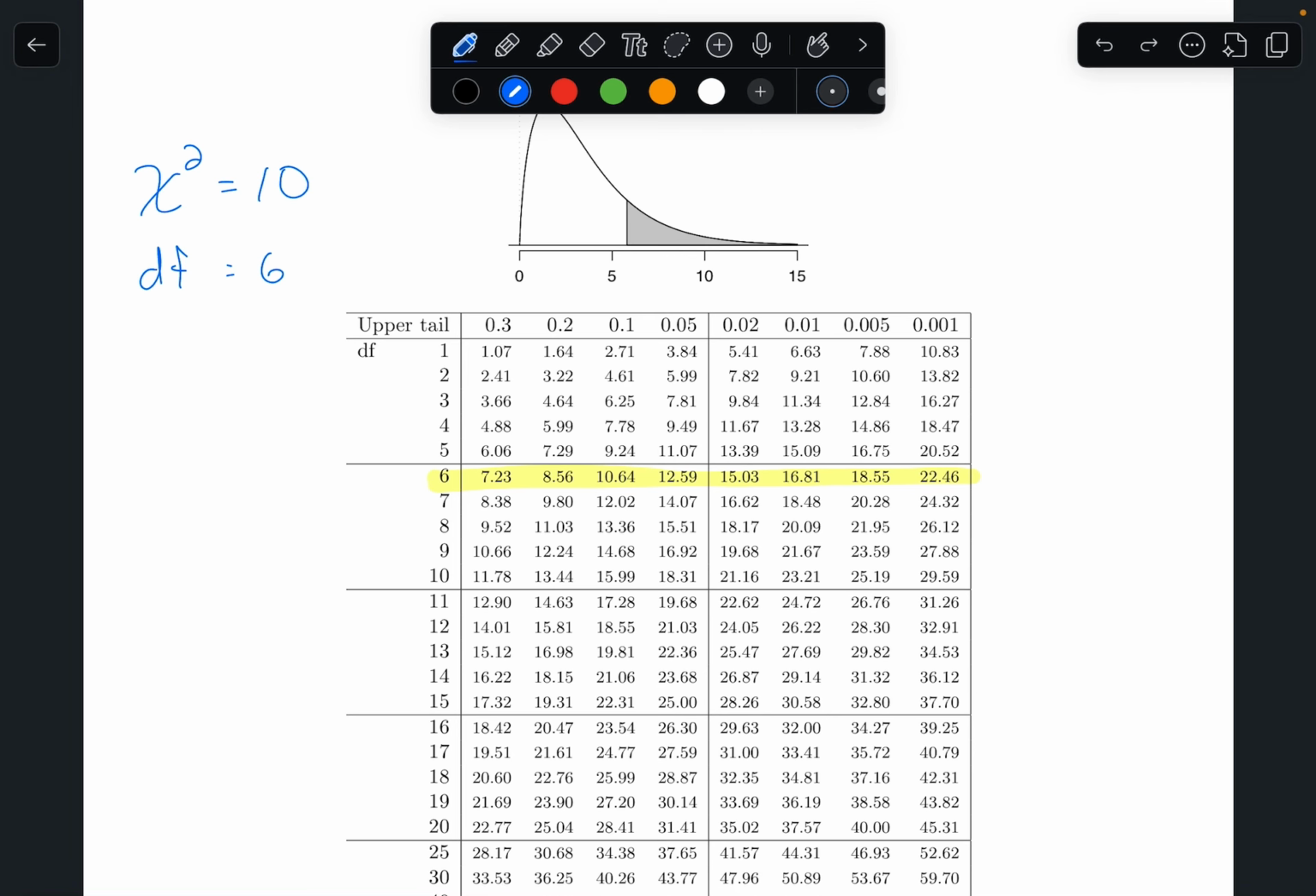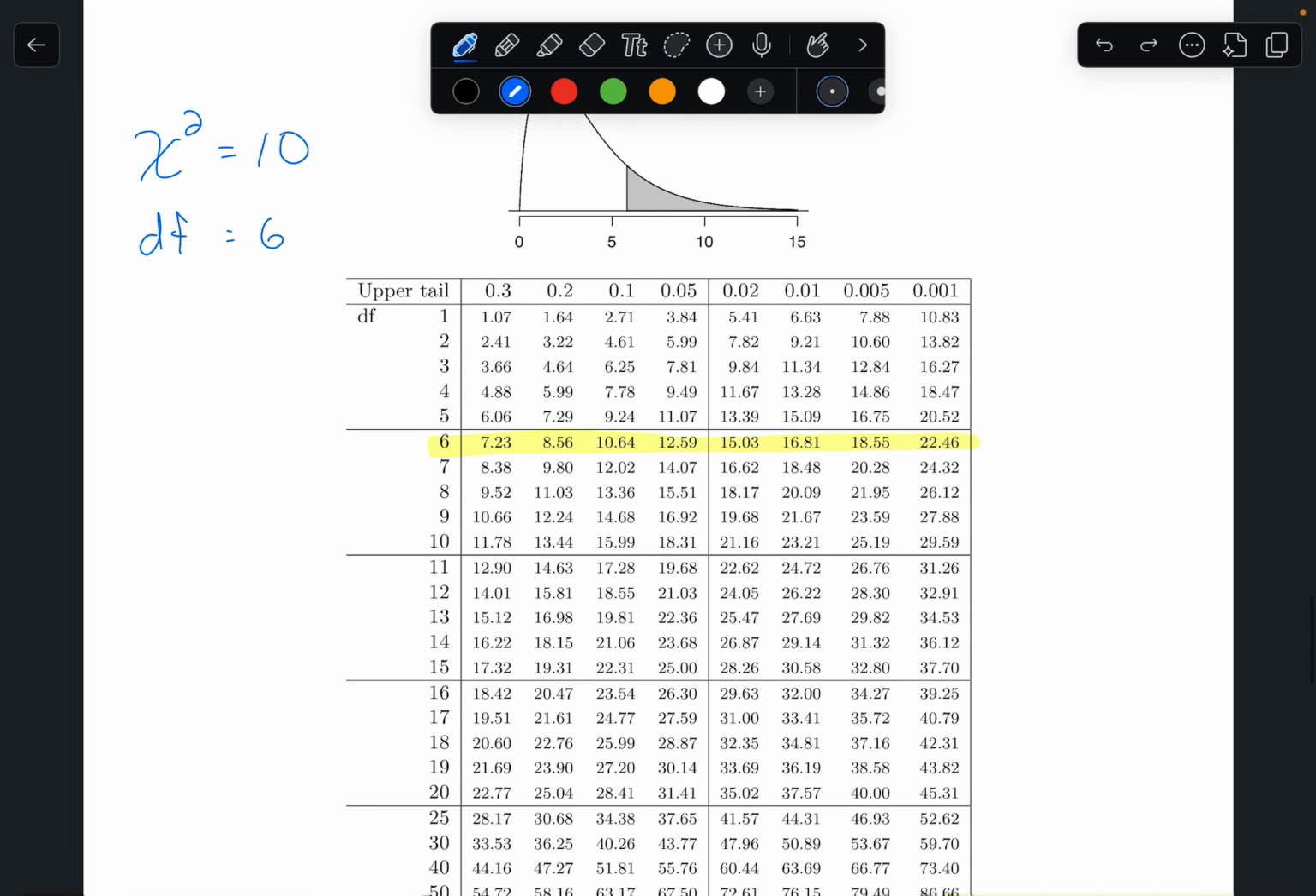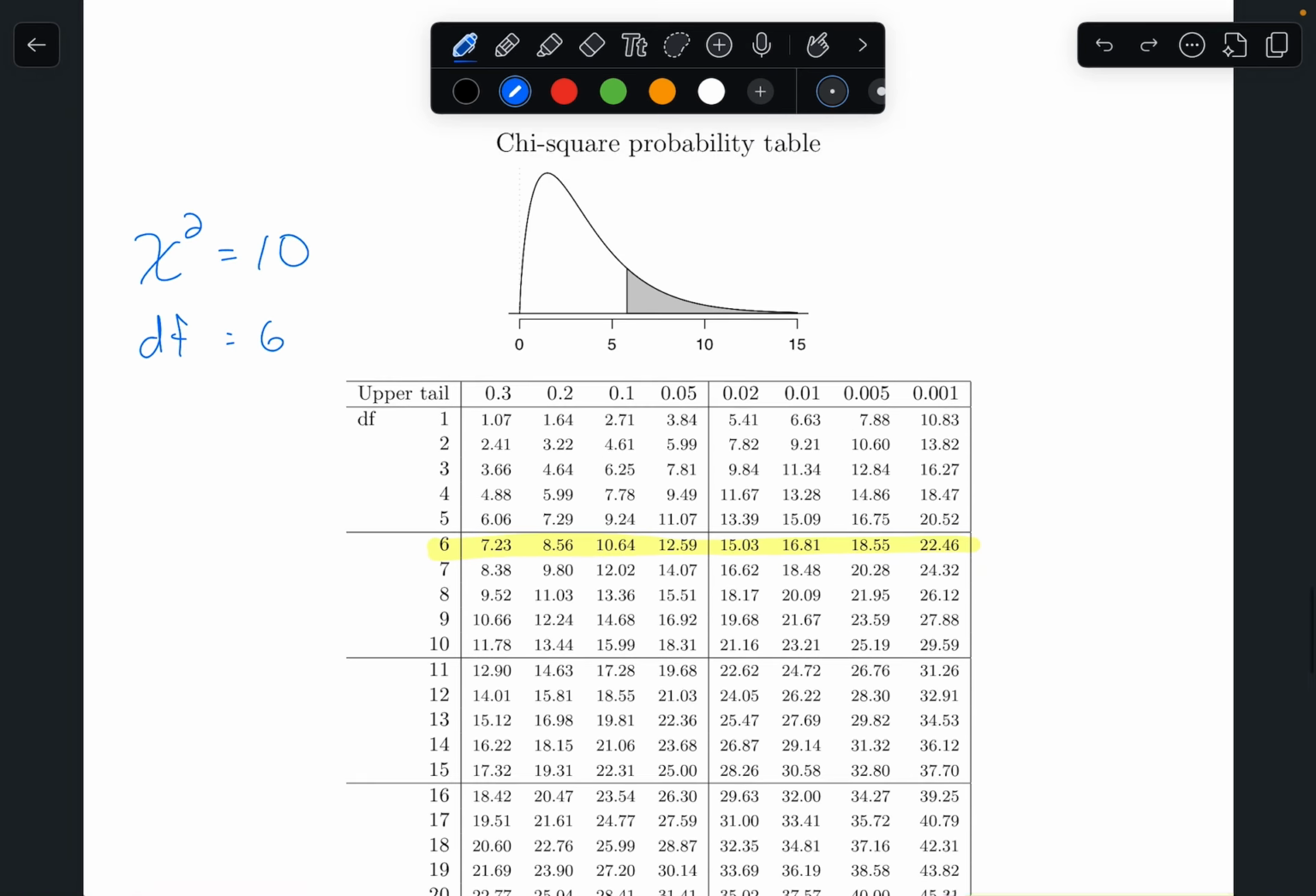Now, it is certainly possible that 10 will not be included here. We're not going to get exactly 10 here. When we work with these probability tables for chi-square, it becomes more difficult to find an exact p-value, because unlike the normal distribution, there are infinitely many chi-square probability distributions, and they all look a little bit different. So depending on what our chi-square value is, we may not be able to find an exact p-value, but we can usually get a pretty good idea of what it is.